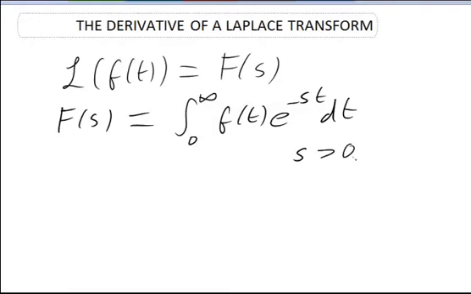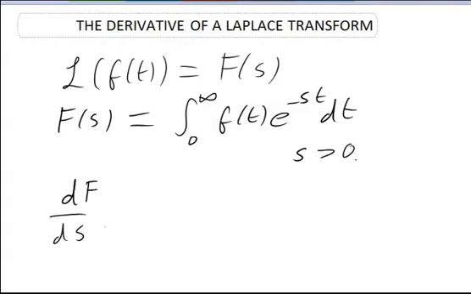But now, capital F of s is a function in its own right, and so it has its own gradient function. There's no reason why we can't differentiate it. But the question is, can we find a sensible interpretation? Is it useful to do this? Well, let's just start and see what happens.